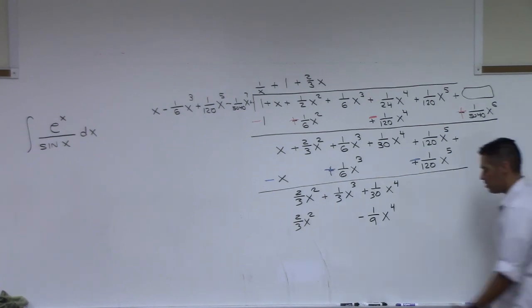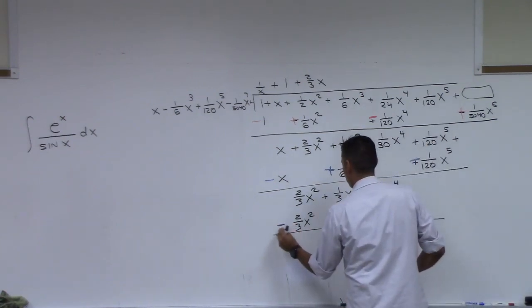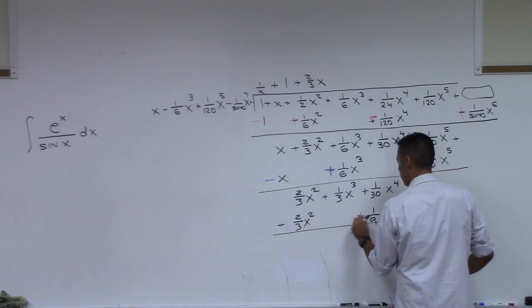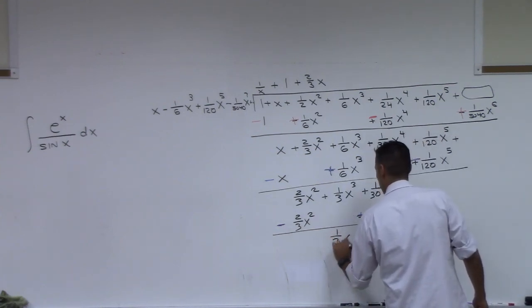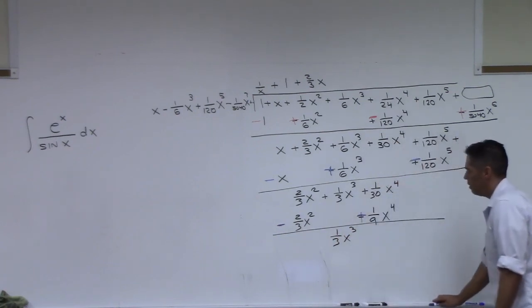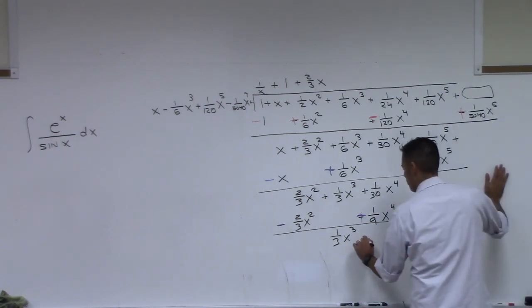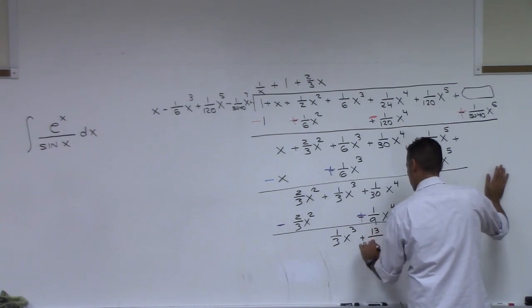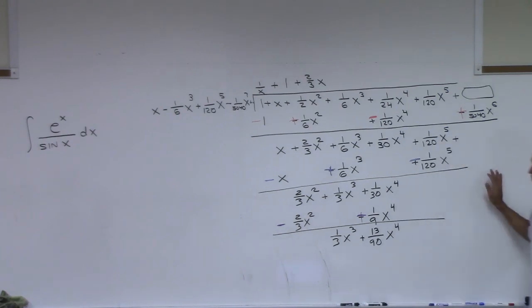Okay? Change signs. Come down. Minus. That comes down. This becomes a plus. So we will have 1/3 x cubed. All right, 39,270. I'm sure it can be reduced. 13 over 90? Okay, we go again.